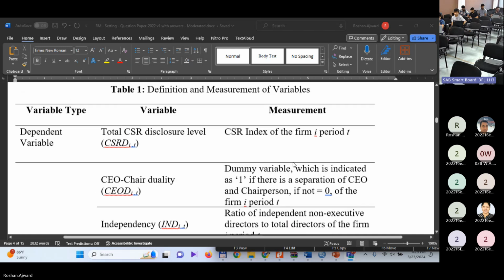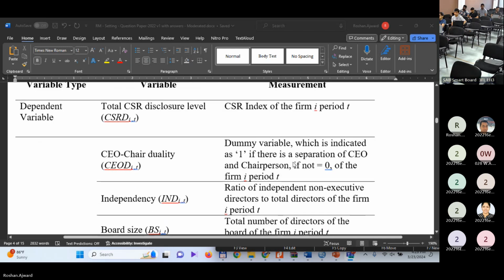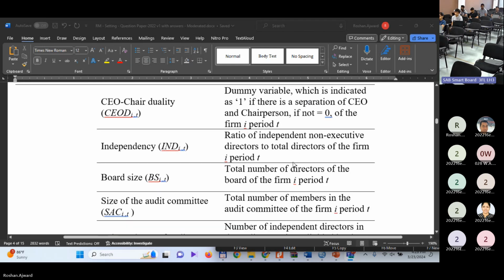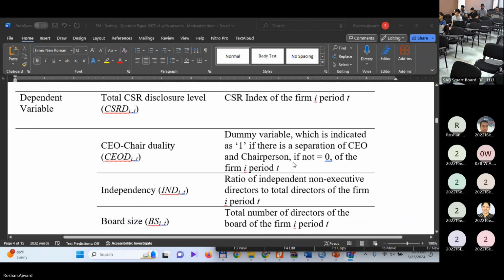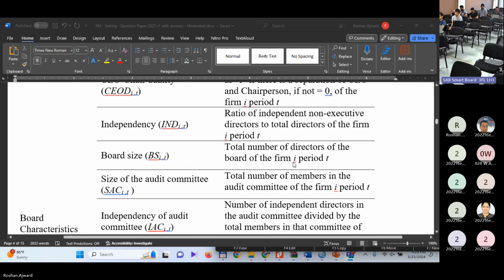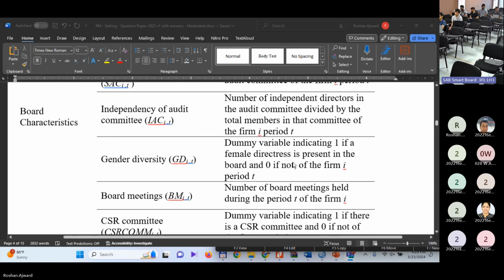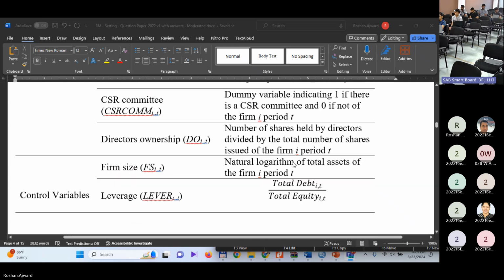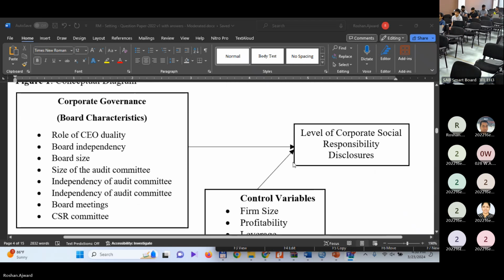So the definitions of the variables are given. Total CSR disclosure is the dependent variable, and you have some of the independent variables: board characteristics like duality, independency, board size, size of the audit committee, independence of the audit committee, gender diversity, board meeting, and so on. Also you have some control variables, those are additional variables. And you can see the conceptual diagram. Right? Can you see the conceptual diagram?